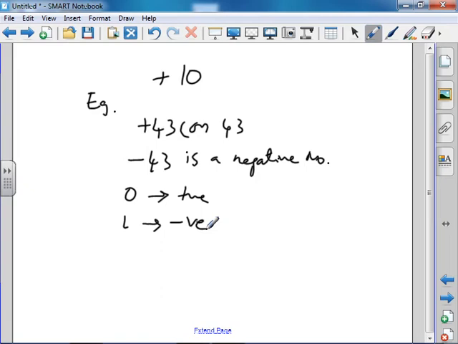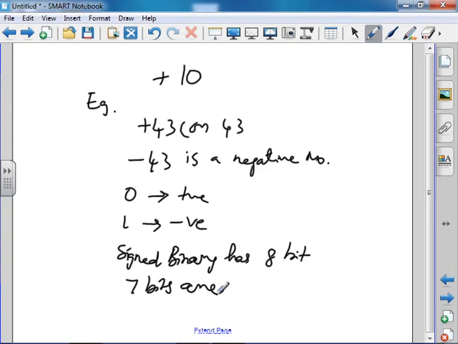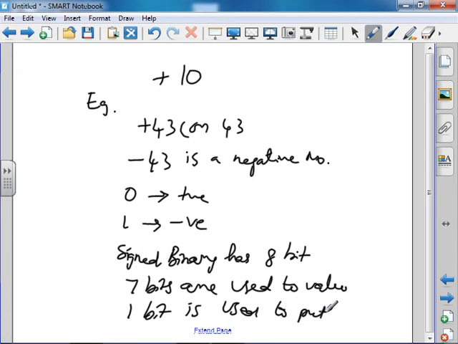So actually, the signed binary number has 8 bits. In the 8 bits, 7 bits are used to store the value, and 1 bit is used to store the sign of the number.